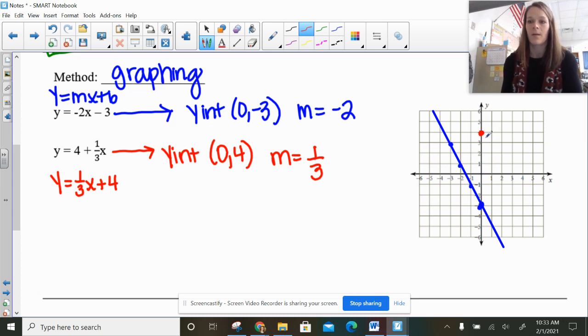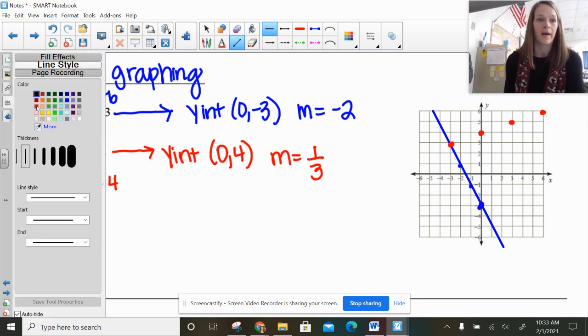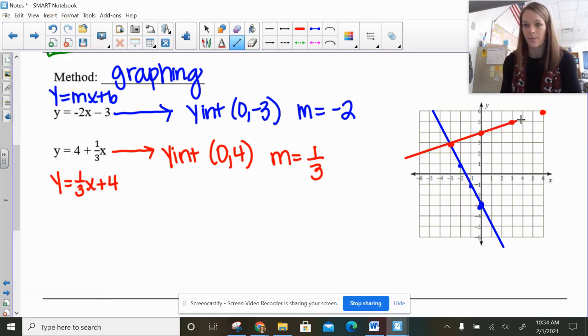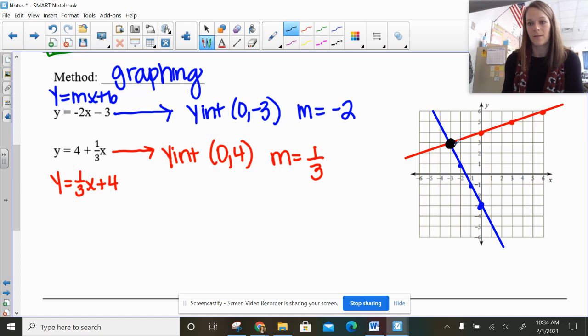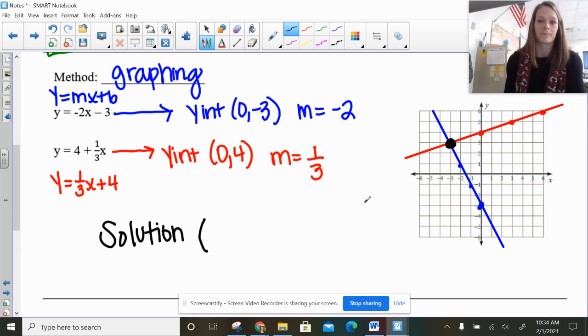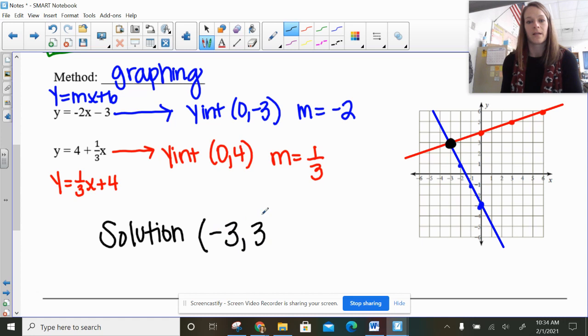Okay, and then I'm going up 1 to the right 3. Up 1, right 3. Now I can also go down 1 and left 3. Okay, and I'm going to do that so that I can make my lines actually cross one another. Okay, and then the point at which they cross, so right here, this point, that is my solution or my answer. So that point is at -3, +3.